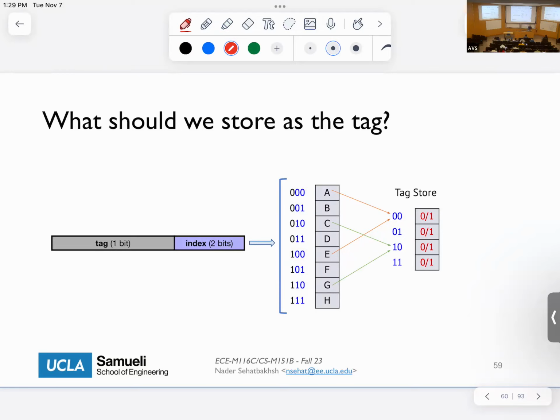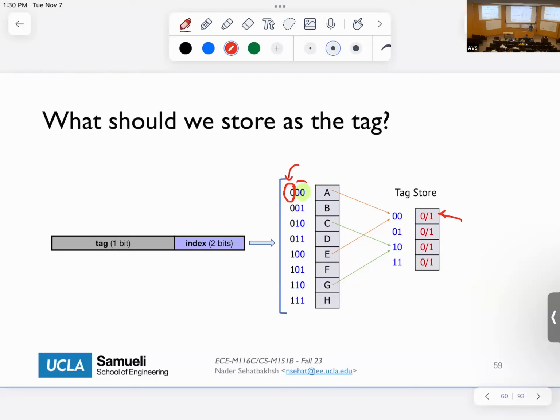Now the question becomes, what should I store as a tag? Since I already used these 2 bits, the only thing I need to store is the remaining bits. So in this case, it's just 1 bit. In my tag store, I only save 0 or 1, just 1 bit, because I already used these 2 bits. The only thing that remains is whatever remains. So if this was 4, I had to store 2 bits. If this was 5, I had to store 3 bits, and so on and so forth.